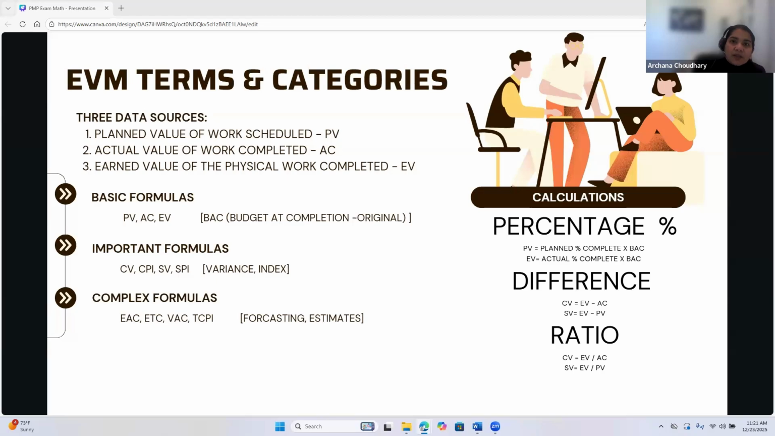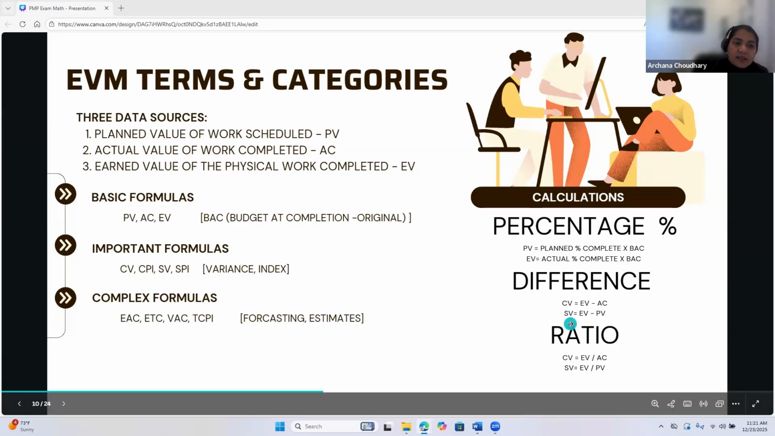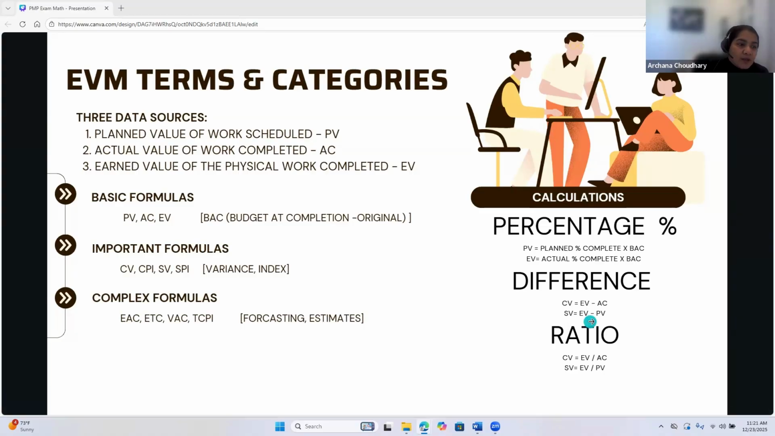Then there are important variance and performance index formulas. The CV, which is the cost variance, is the difference between earned value, EV, minus actual cost, which is AC. SV, which is schedule variance, is the difference between earned value and planned value. CPI is earned value divided by actual cost, which is the cost performance index, the cost efficiency ratio. And SPI is the schedule performance index, which is the schedule efficiency ratio, EV divided by PV.